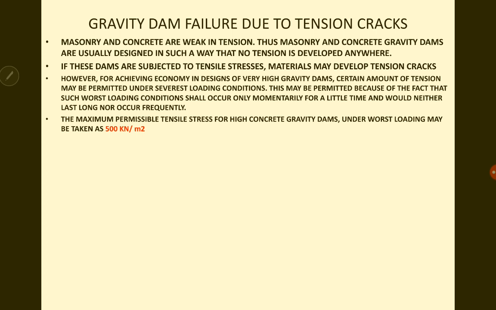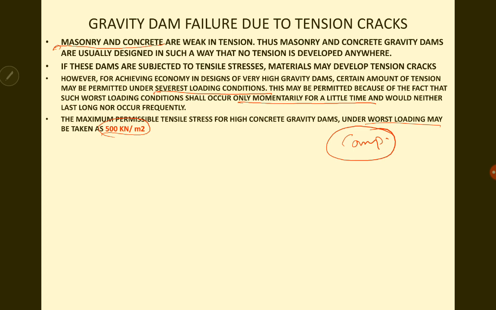First, we will be seeing the failure due to tension cracks. As you all know, gravity dams are usually made up of concrete or masonry. Both these materials are good in compression, right? And they are not good at all in tension. So, whenever tension develops, the structure will have cracks. But usually tension will occur only under the severest load condition. These worst loading conditions occur only momentarily, so you give a certain permissible tensile strength for high concrete gravity dams under worst loading condition, and it is taken as 500 kN per meter square.